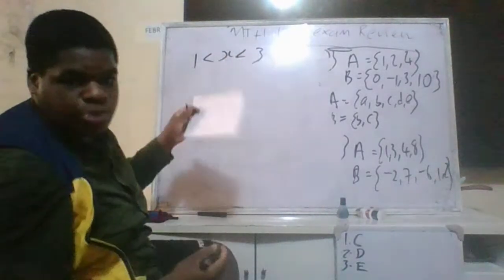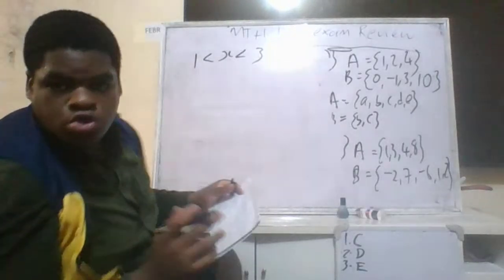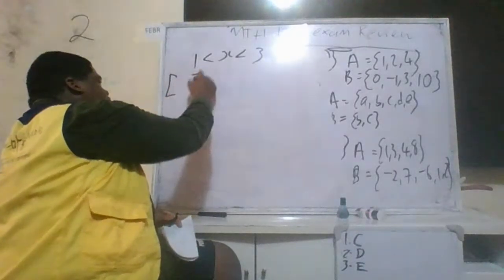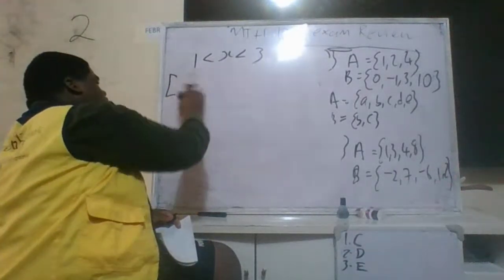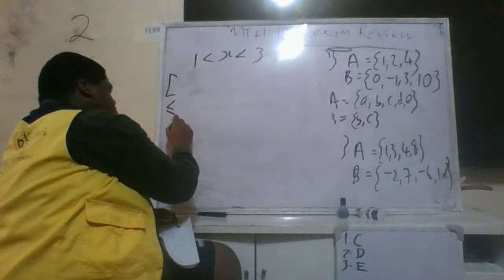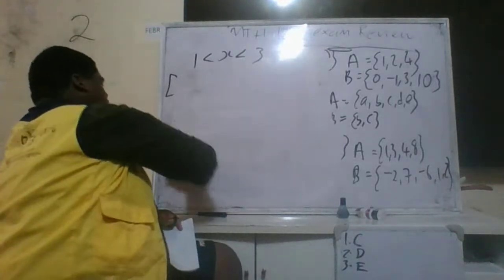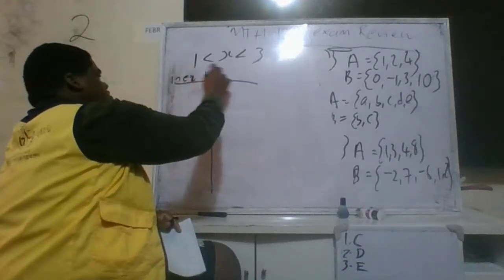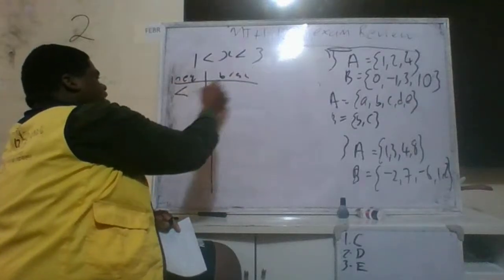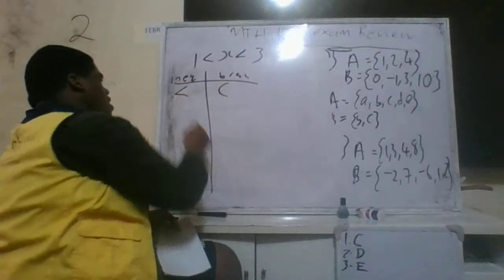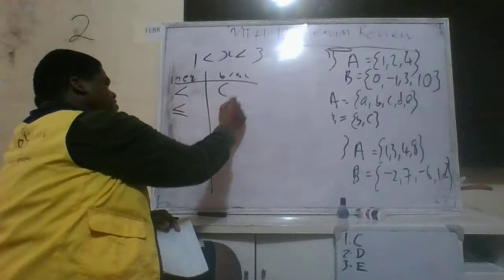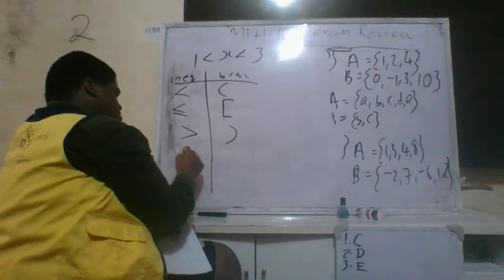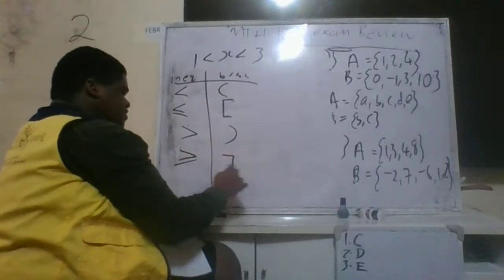This is our answer. So how do you put it the way the lecturer put it here? We are going to use brackets, and those brackets come in 2 ways. This is for strictly less than, and this is for less than or equal to. Let me try and do it on the table. This is the inequality, and this is the bracket. For less than, it is this. For less than or equal to, we have this. For greater than, we have this. And for greater than or equal to, we have this.